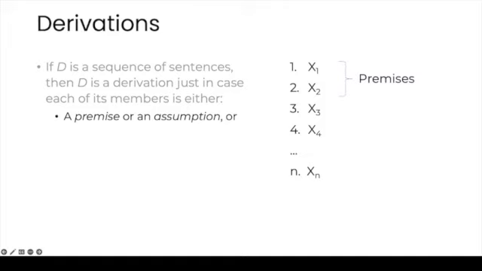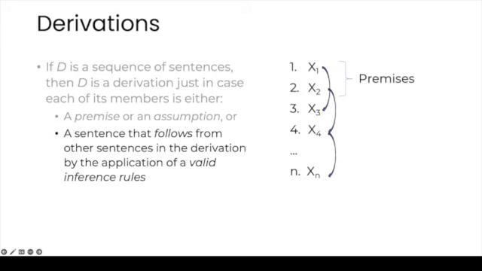So as I was saying, D is a derivation just in case each of its members is either a premise or an assumption, or a sentence that follows from other sentences in the derivation by the application of valid inference rules. These are the only two cases in which a sentence is admitted in a derivation. The first case is when the sentence in question is antecedently given as a premise or assumption. The second case is when it follows from previous sentences in the derivation by the application of inference rules. We'll discuss those rules in a moment.